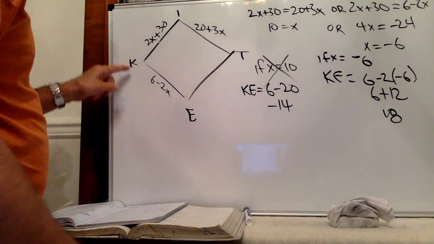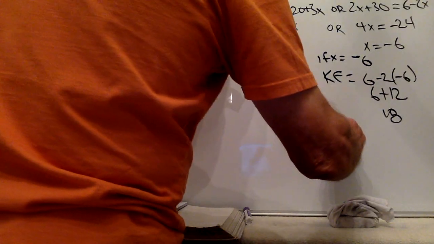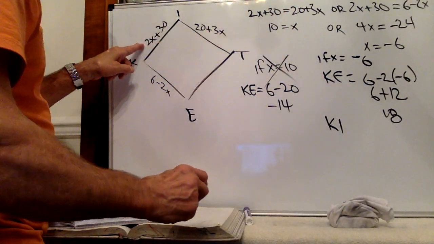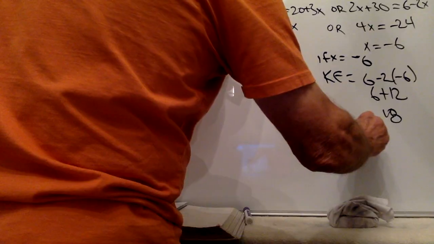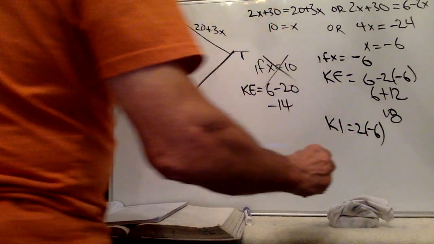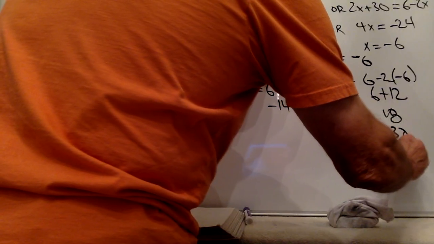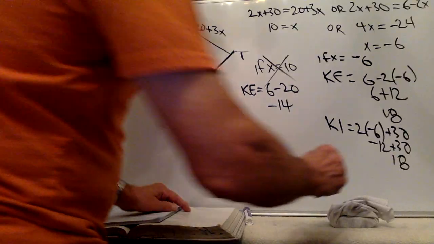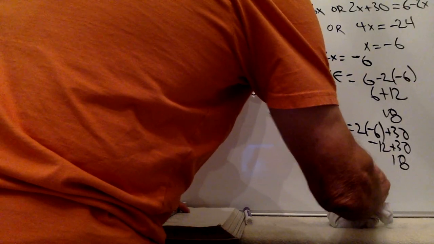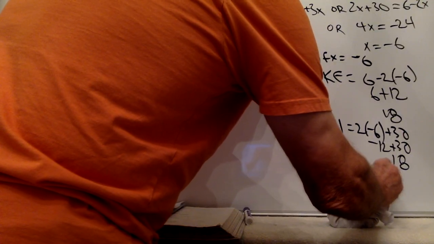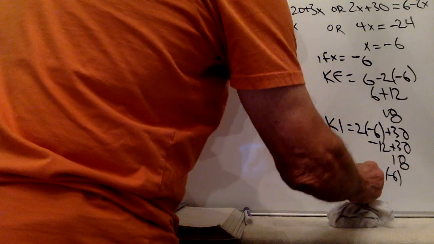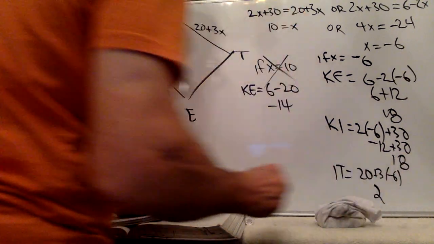All right? Which would make KI 2 times negative 6 plus 30. Negative 12 plus 30 is 18. And IT would equal 20 plus 3 times negative 6, which is 20 minus 18, or 2.